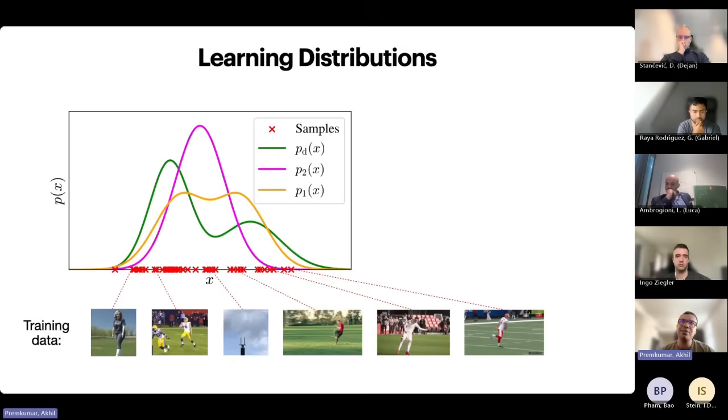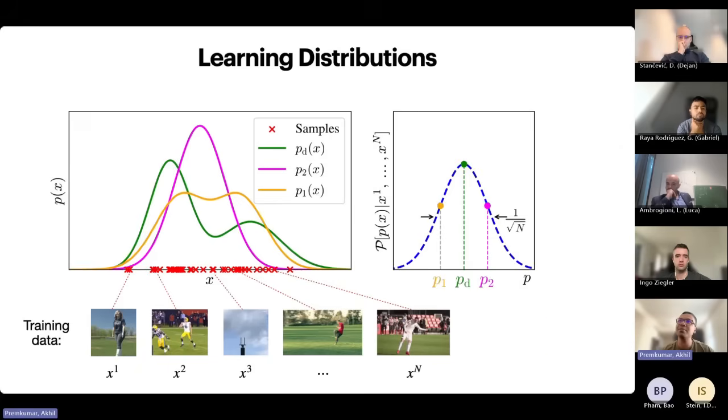In fact, each of these candidate distributions has its own probability of having produced these samples. So there is a distribution of distributions. The picture on the right here is where I converted all of the candidate distributions to a point on the x-axis, and what you're seeing is the probability that a given candidate distribution is the true distribution, the one that produced the given samples x1 to xn.